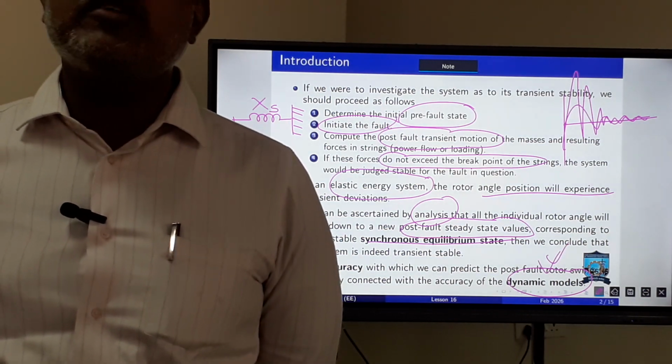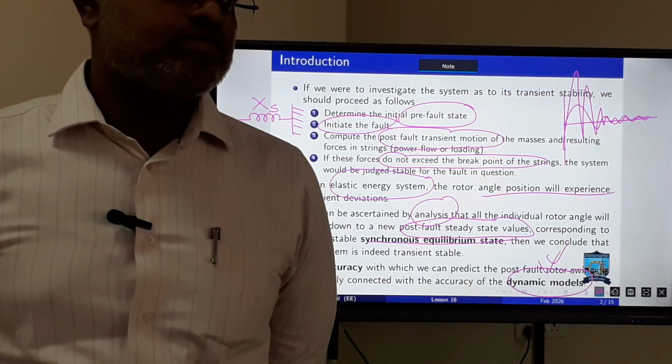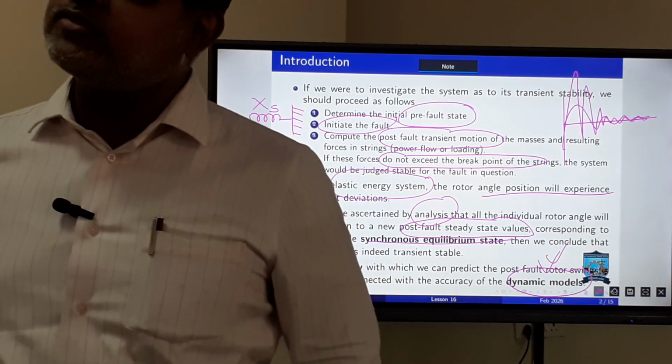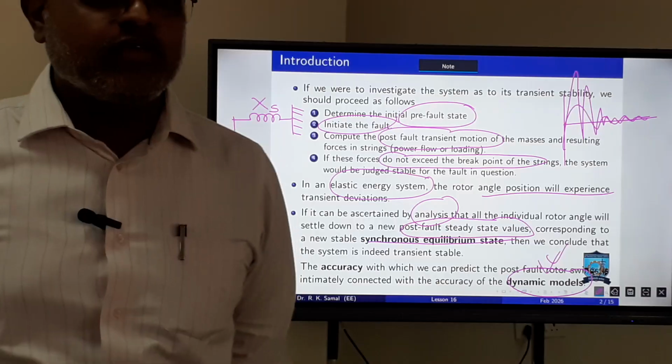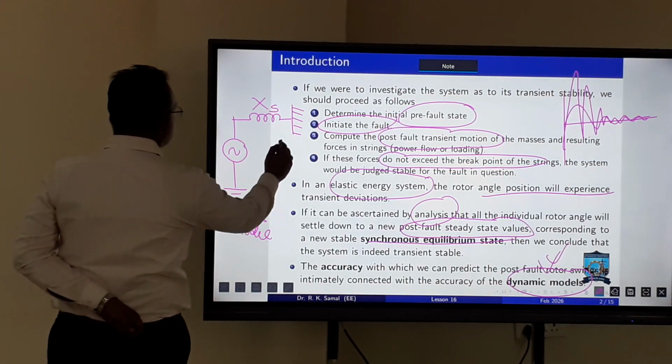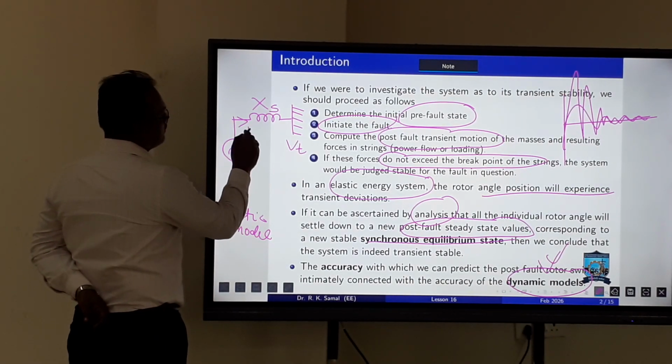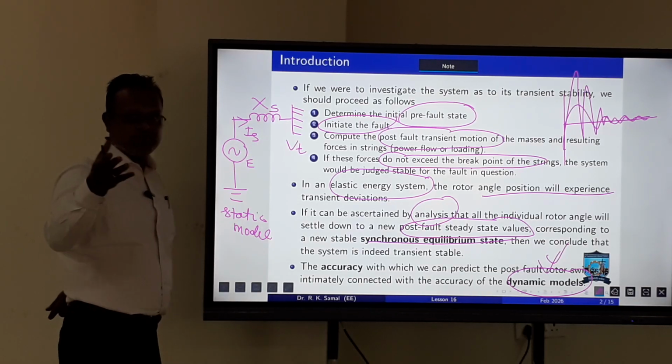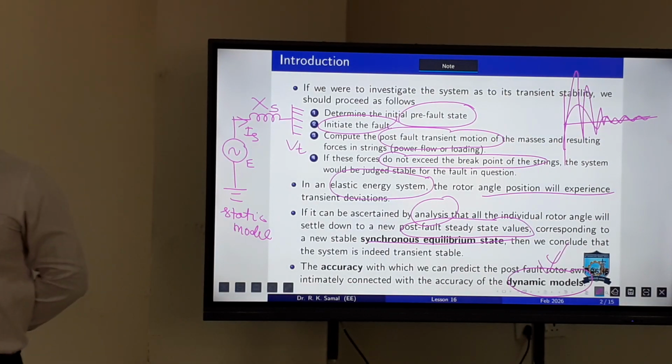Now, what dynamic model of the synchronous machine do you know? The static model you know from the machines subject. You might have read Vt equals E minus I xs. That is known as the machine voltage equation. Now, what is the dynamic model? The dynamic model is the one that shows how the rotor angle varies with time. So what is that equation that shows the variation of rotor angle?